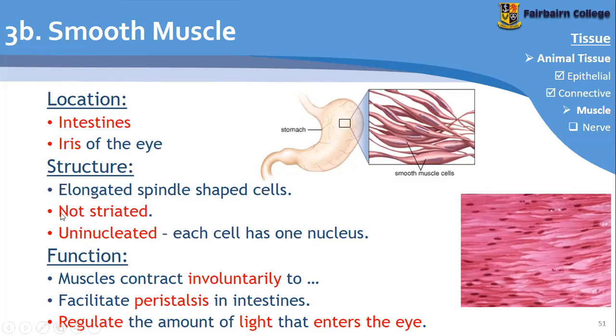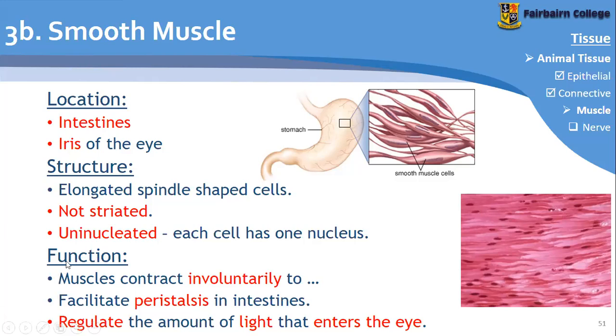More differences between this and the skeletal muscle: it is not striated. There are no stripes here. And it only has one nucleus per cell, so it is uninucleated. Make sure you understand the difference here so that you can easily identify them if I give you the diagrams and ask what type of muscle this is and why.